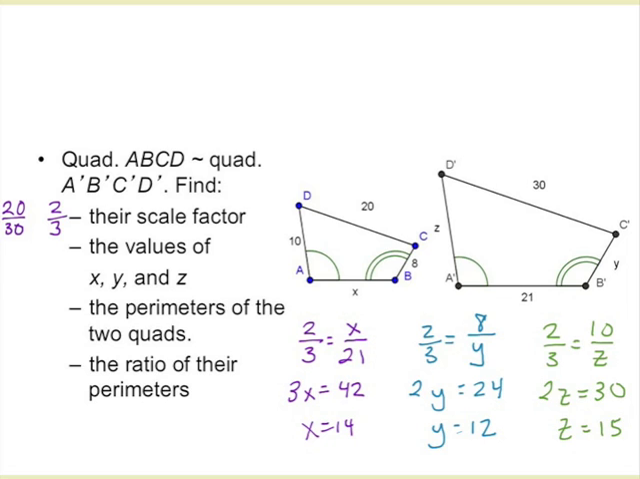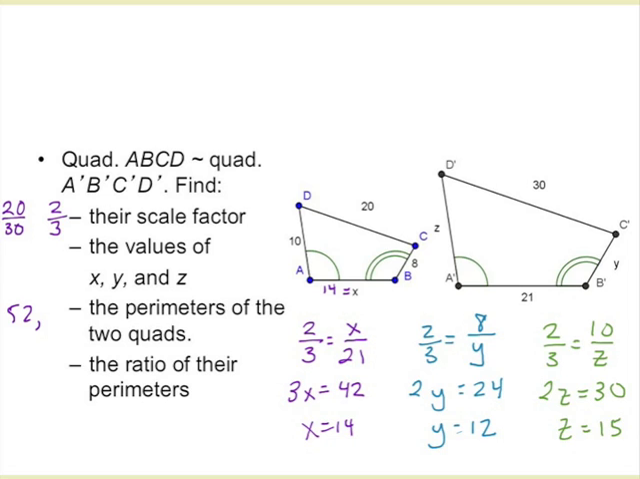Okay, the third one here says find the perimeters of the quadrilaterals. How do I find a perimeter? Add up all the sides together. Add up all the outsides together. So we found X was 14. So in that first one, if I add up around, I get 20 and 10 is 30, 14 is 44, and 8 is 52.